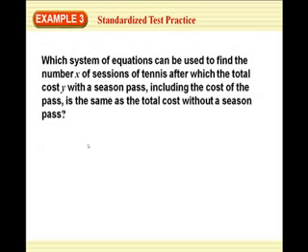Which system of equations can be used to find the number of X sessions of tennis after which the total cost Y with the season pass, including the cost of the pass, is the same as the total without a season pass.